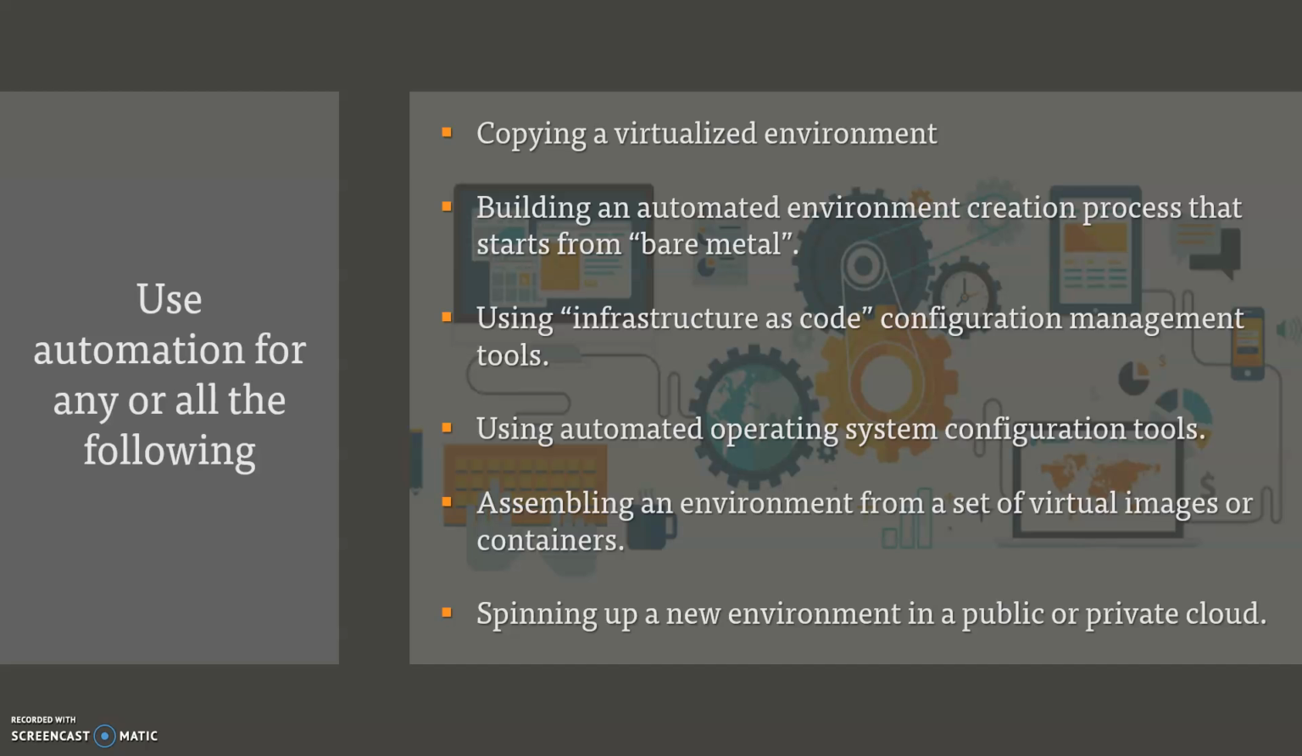So we can use automation for any of the following to speed up this process. You can use it to copy a virtualized environment, or build an automated environment creation process that starts from the bare metal foundation of your environment, using infrastructure as code configuration management tools. You can use automated operating system configuration tools, assemble an environment from a set of virtual images or containers such as Docker, or spin up a new environment in a public or private cloud.